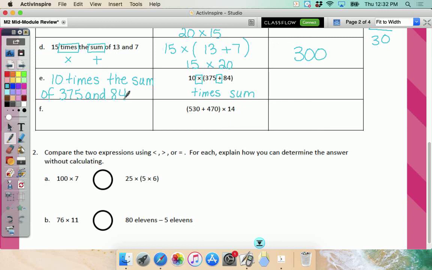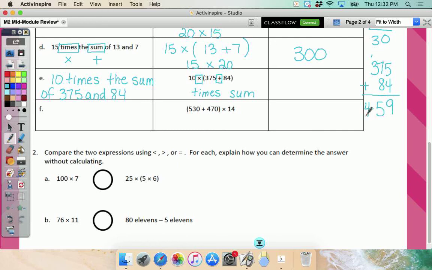Do you agree? Yes. Now, what should I do first when I solve this thing? 375 plus. Good, because whatever's in the parentheses is what I need to solve first. So I'm going to add that up, standard algorithm, because I want to make sure I'm right. This is a test after all, right?